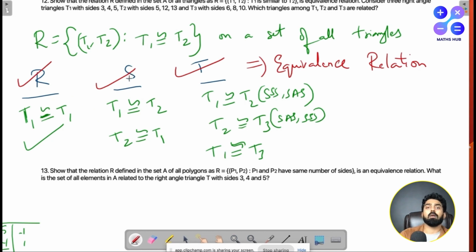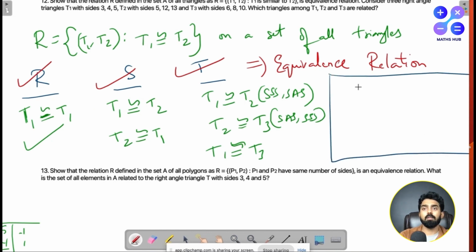Now, consider the three right triangles that have been given to us. We have the first one, a right triangle, and another right triangle. The first one has sides 3, 4, and 5. All these are right triangles, right?